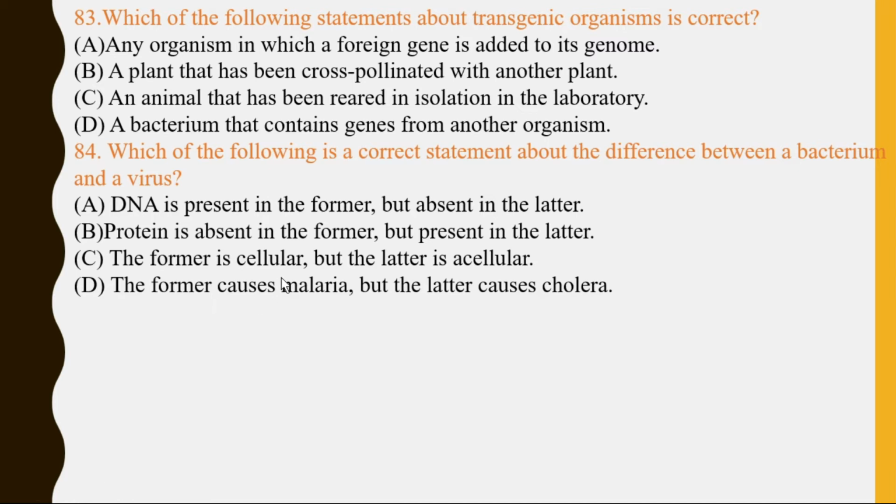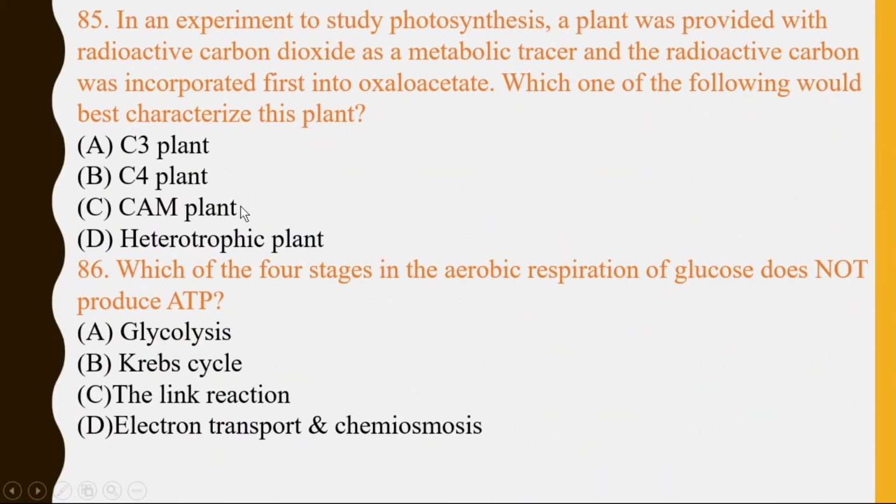Let me turn to question number 85. In an experiment to study photosynthesis, a plant was provided with radioactive carbon dioxide as metabolic trace and radioactive carbon was incorporated into oxaloacetate. Which one of the following would be best characteristics of this plant? A. C3 plant. B. C4 plant. C. CAM plant. D. Heterophytic plant.